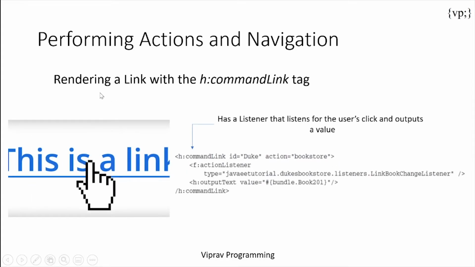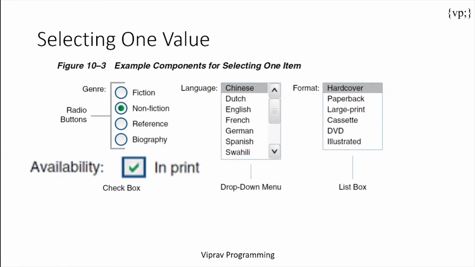And there's also rendering a link, which is basically almost the same thing as creating a button. But in this case, you create your command link, and it has a listener called actionListener, which checks for a click from the link, and it outputs the text over here called bundle.book201. Then there's selecting a value.